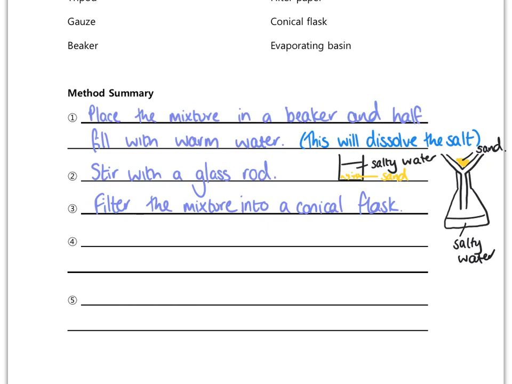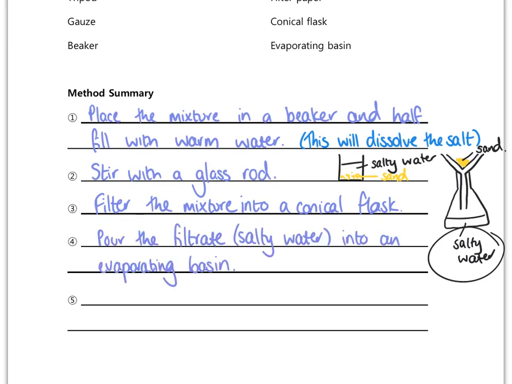So how then can we get our salt from our salty water? Again, if you have a think about what have I got now, then it's easier to see where you need to go next with your method. At this stage I want to use evaporation to separate out my salt from my salty water, my solute from my solution. And so I need to pour my filtrate, which is my salty water, into an evaporating basin. Once it's in the evaporating basin, how then do I get the water out of my solution and be left with just the salt? Well, obviously I'm going to heat it over a Bunsen burner until the water has evaporated.